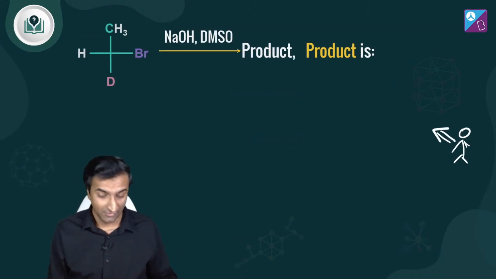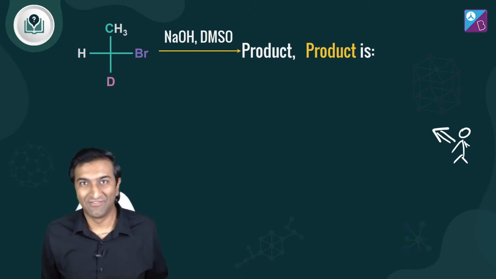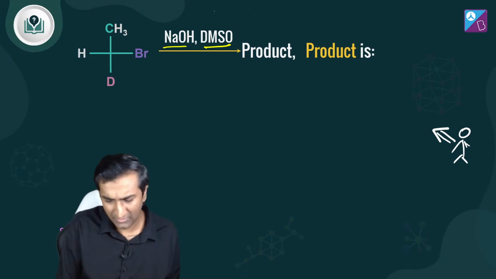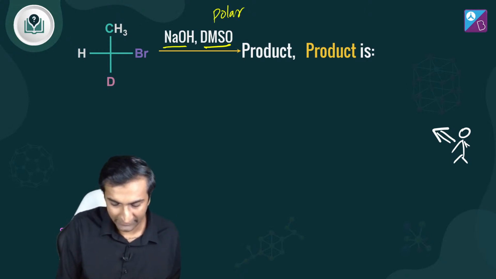चलो, ये बहुत interesting सवाल है. Subjective सवाल. ठीक है. NaOH डाला, DMSO डाला. DMSO डाला मतलब कि again polar, aprotic, solvent, etc. ठीक है.